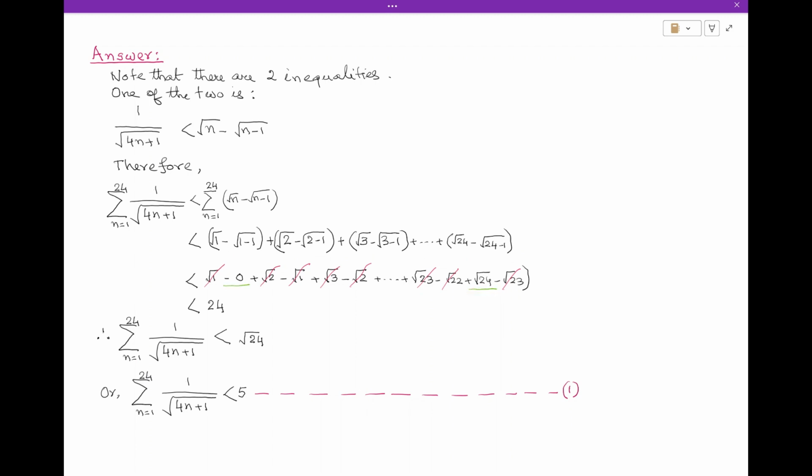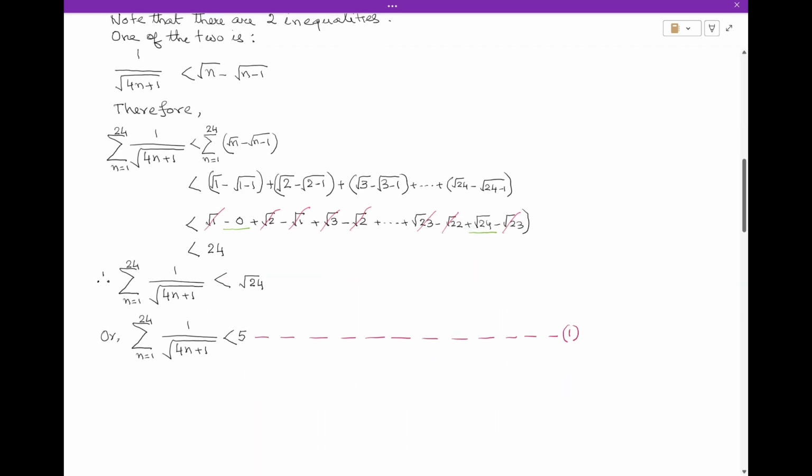Therefore, the summation of n equals 1 to 24 of 1 divided by square root of 4n plus 1 is less than square root of 24. Since square root of 24 is less than 5, we can write that the summation of n equals 1 to 24 of 1 divided by square root of 4n plus 1 is less than 5.